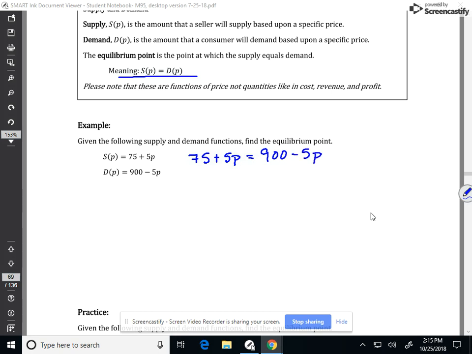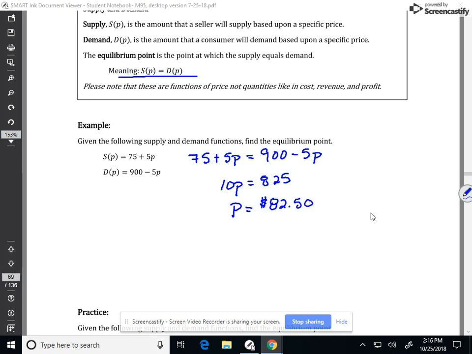Okay, so we're just going to solve for P. So I'm going to move 75 to the right and 5P to the left, giving me 10P equals 825. And dividing by 10, I get a price of $82.50.